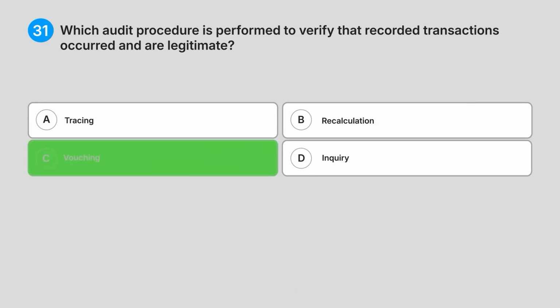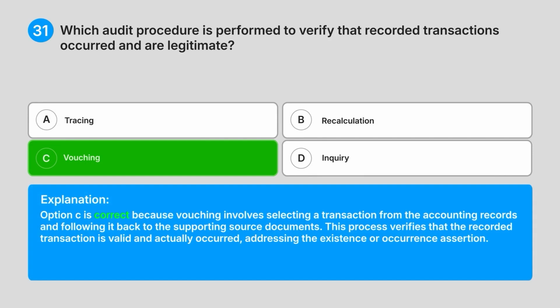Correct answer, C. Vouching. Explanation. Option C is correct because vouching involves selecting a transaction from the accounting records and following it back to the supporting source documents. This process verifies that the recorded transaction is valid and actually occurred, addressing the existence or occurrence assertion.